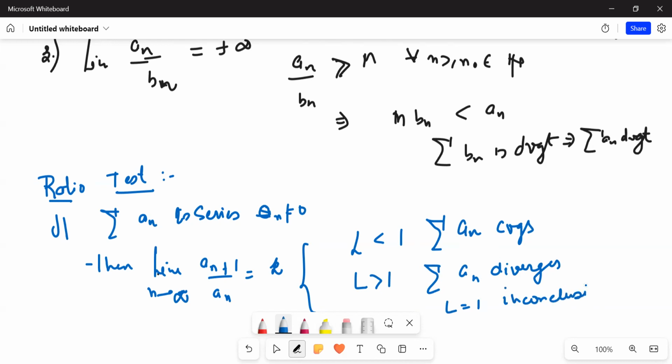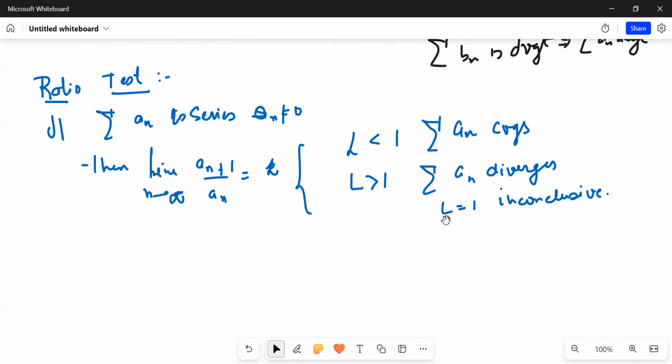That is, we do not know whether it converges or diverges. I'll not say that if L is equal to 1, it becomes divergent. No. If L is equal to 1, then the test is inconclusive. That is, we need some extra conditions, or we'll have to use some other strategy in order to prove the convergence and divergence of the series for that case.